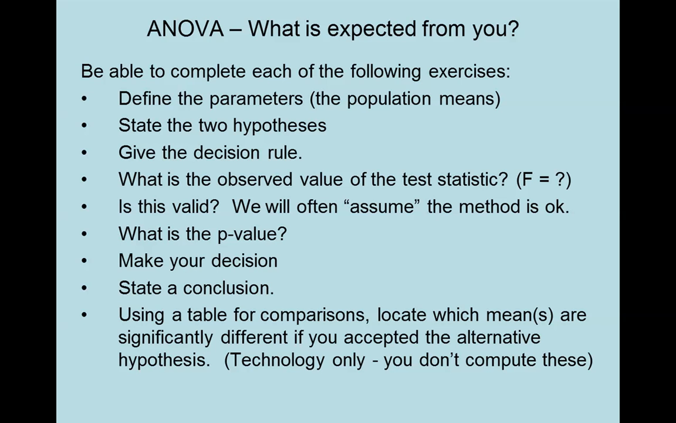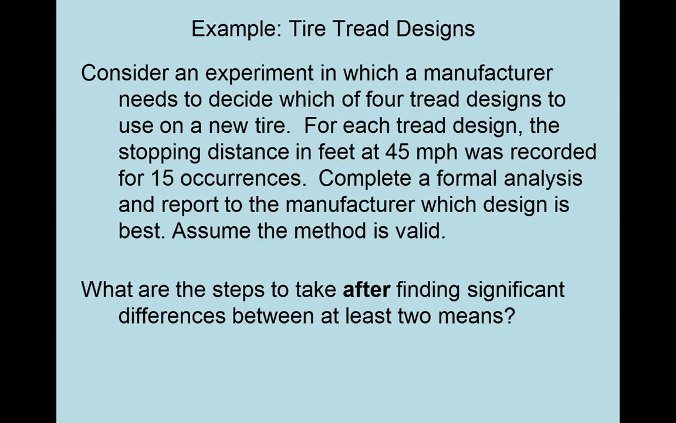The next thing is coming up with a way to look at each pair of comparisons or each pair of populations and compare two at a time to locate which means are significantly different than other ones. So we're going to use technology to actually do something called Tukey multiple comparisons.